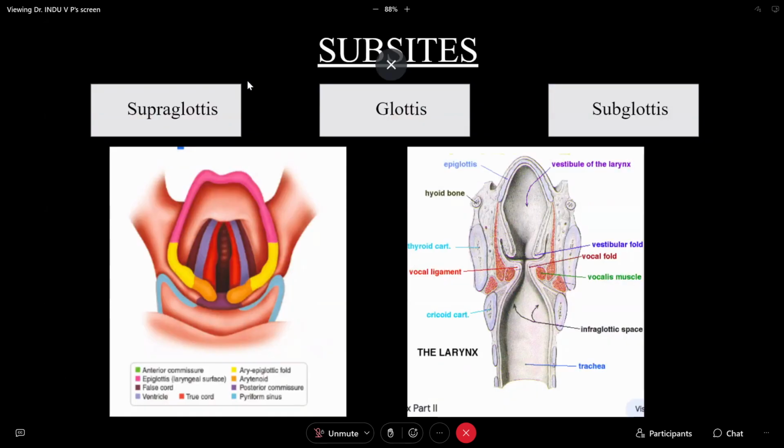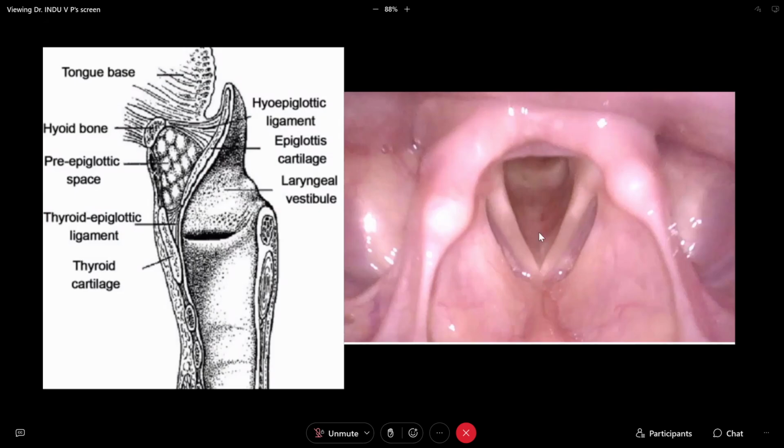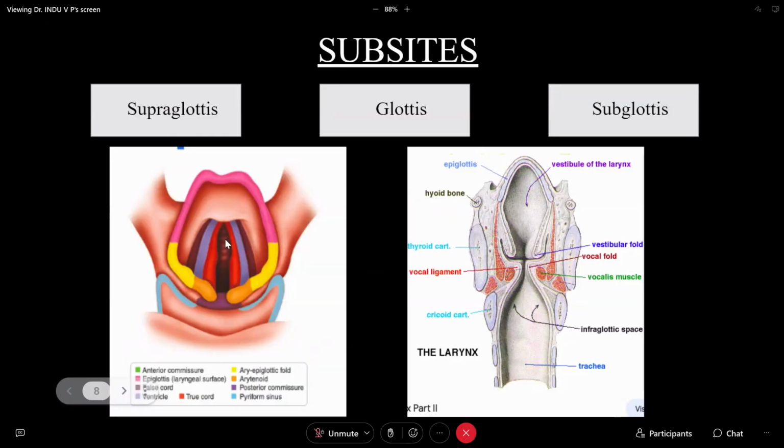The subsites of the larynx are supraglottis, glottis, and subglottis. In this diagrammatic representation, we can see the parts of the supraglottis: the epiglottis, aryepiglottic fold, arytenoids, false cords, and the ventricle. Then the parts of the glottis: the true vocal cord, the anterior commissure, and the mucosa covering the anterior aspect of the arytenoid and the vocal process, which forms the posterior commissure, above the subglottis.